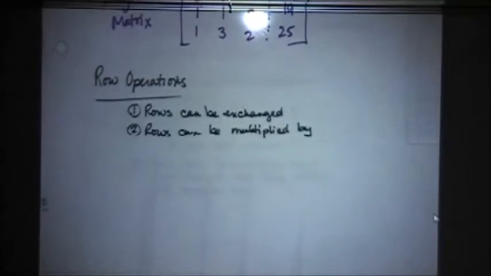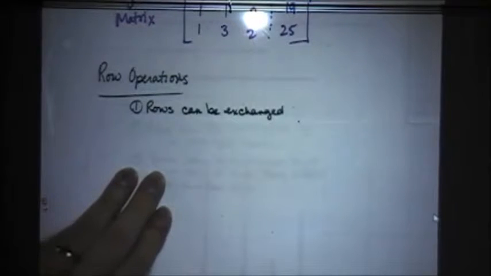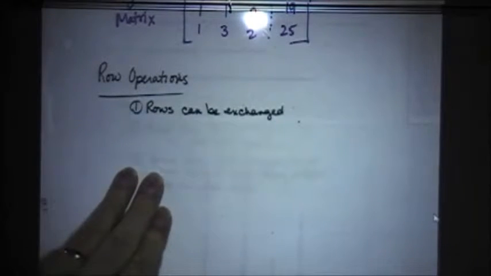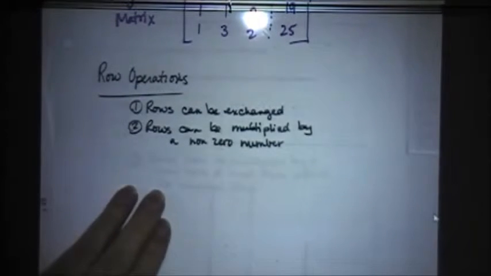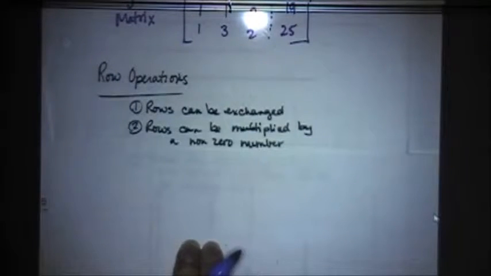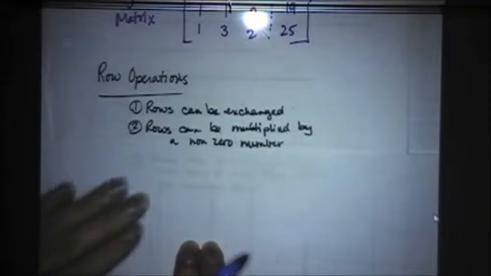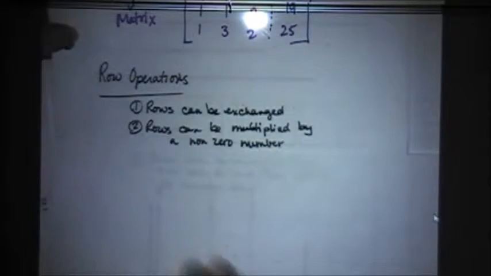You can exchange rows, meaning I could just switch row 1 and row 3 if I wanted to, or switch row 2 and row 1. I can multiply my rows by any non-zero number. I could multiply them by 3. I could multiply them by -100. I could multiply them by 1/4. So you can multiply them by anything as long as it's not 0. You cannot multiply by 0.